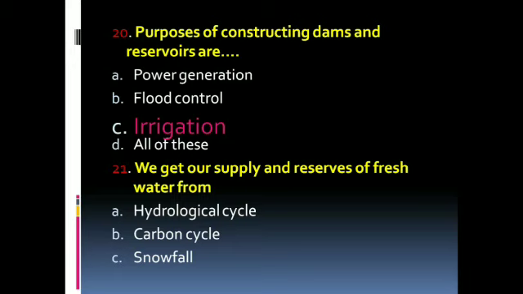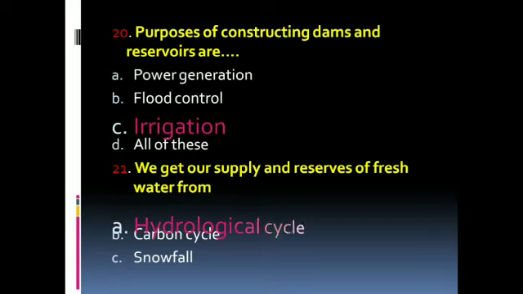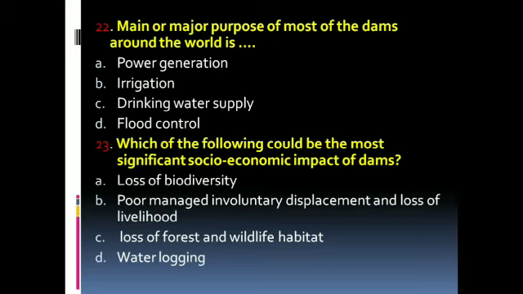And remember, the evaporated water is purely fresh water, it doesn't have any salts, as salts cannot evaporate. So this water again falls onto the earth's surface in the form of rains. So the hydrological cycle is helping us to get the continuous supply of fresh water. Main or major purpose of most of the dams around the world is, again here irrigation is the right answer.